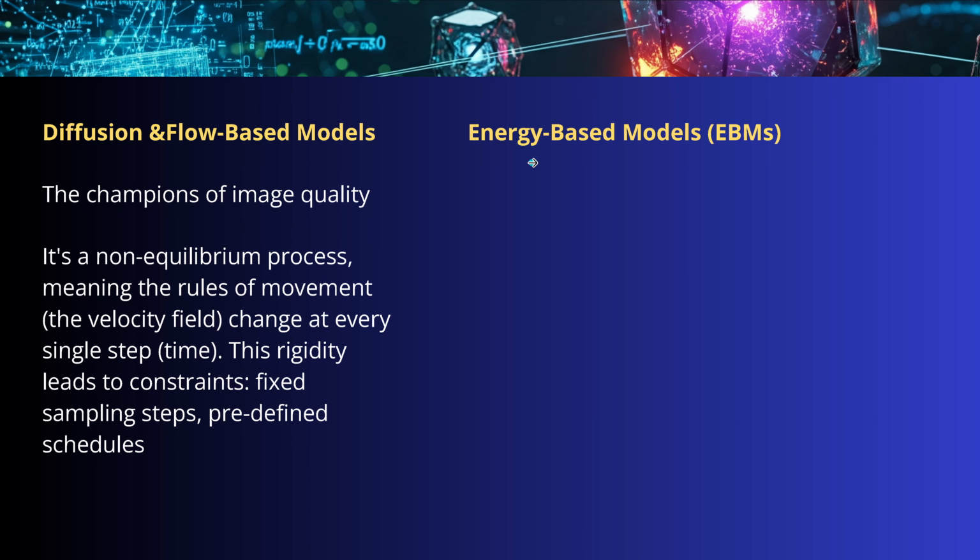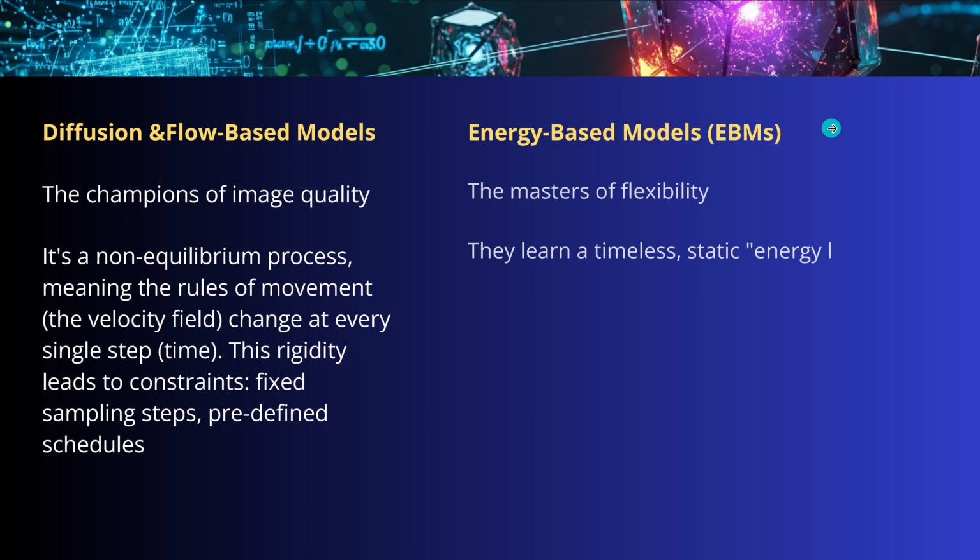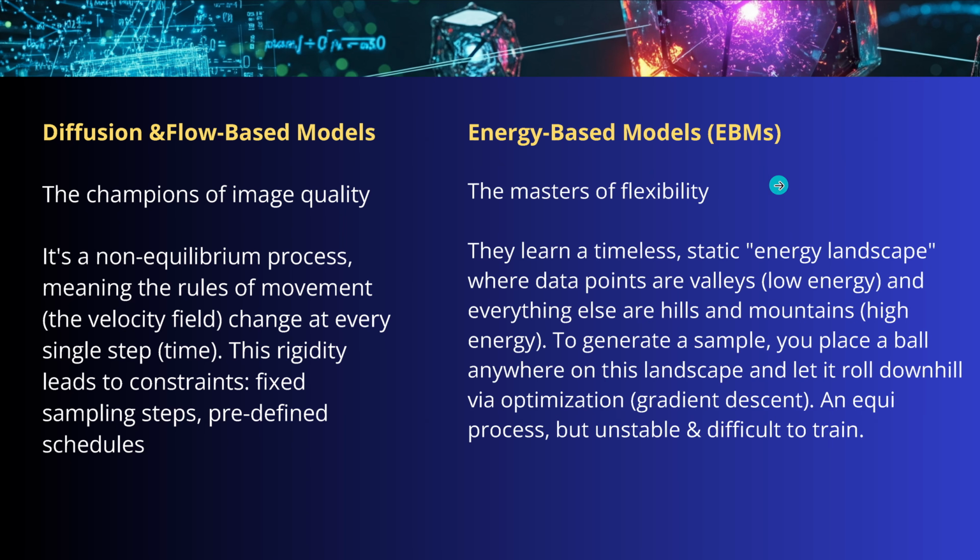Our good old friend from hundreds of years ago, maybe a little bit incorrect, the energy-based models, our EBMs. They have master flexibility. They learn a timeless, static energy landscape where the data points are the valleys, low energy, what a surprise, and everything else is in the hills and mountains, the high energy. To generate a sample, you place a ball anywhere in this three-dimensional landscape and let it roll downhill via an optimization, our typical gradient descent. This is an equilibrium process. This is a non-equilibrium process. But, this is the big but, all of this is highly unstable, difficult to train, and only full of problems.